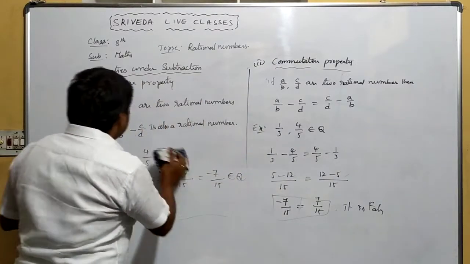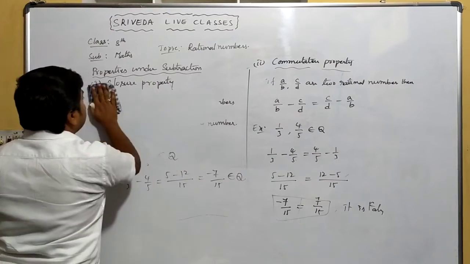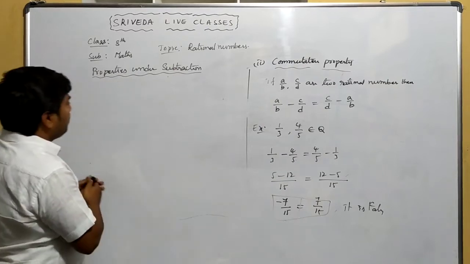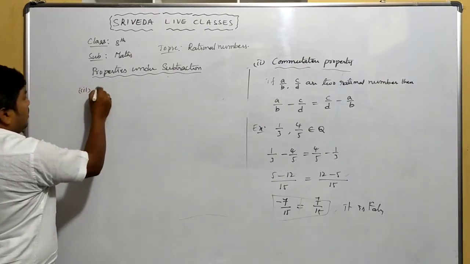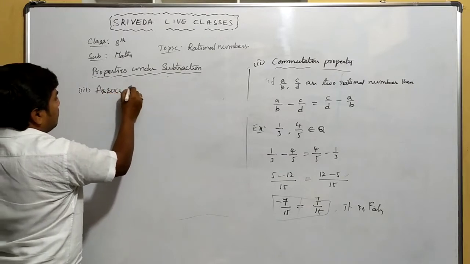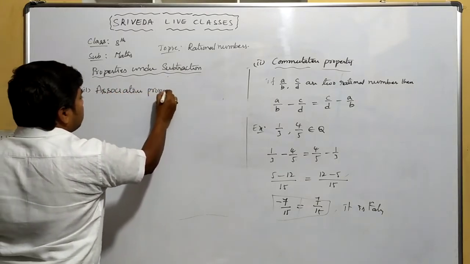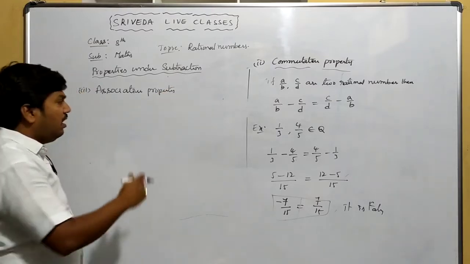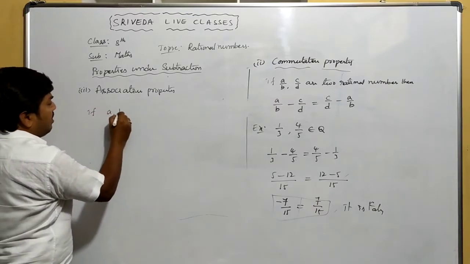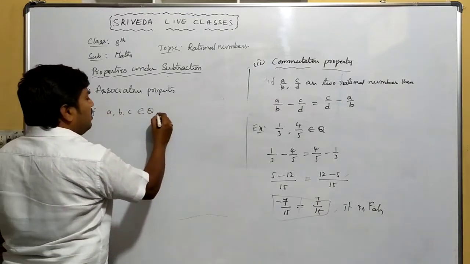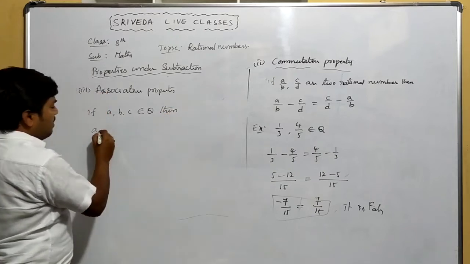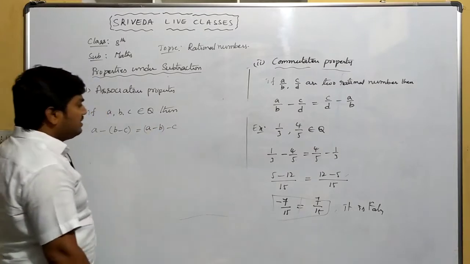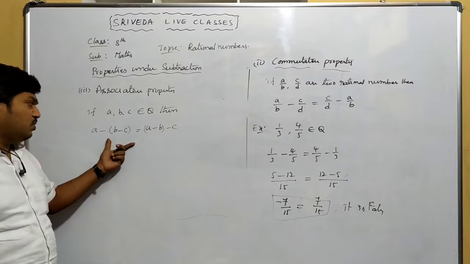Okay, next, come to the third property: the associative property. Associative property means if three numbers A, B, C belong to Q, then A minus of B minus C equals A minus B of minus C. This is called the associative property.